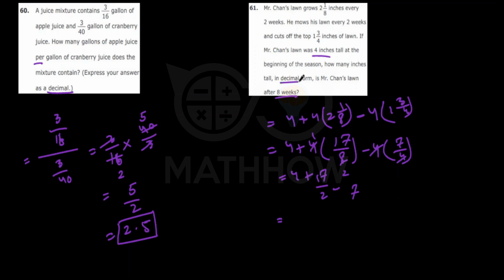The question is asking for the answer in decimal form. So 17 over 2 will become 8.5 minus 7. 8.5 minus 7 will be 1.5 and the final answer will be 5.5 inches. So this is the height of the lawn after 8 weeks. This is the answer of this question.